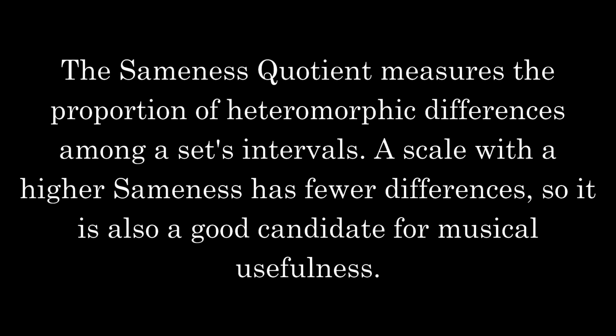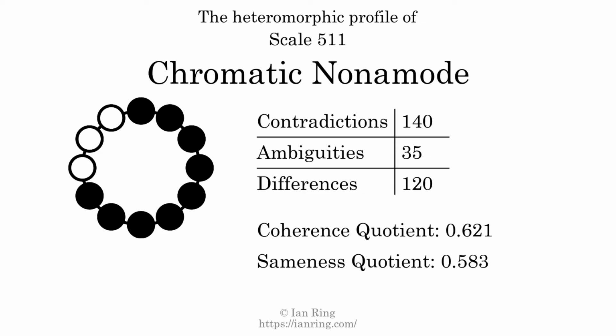The sameness quotient measures the proportion of heteromorphic differences among a set's intervals. A scale with a higher sameness has fewer differences, so it is also a good candidate for musical usefulness. The sameness quotient is 0.583.